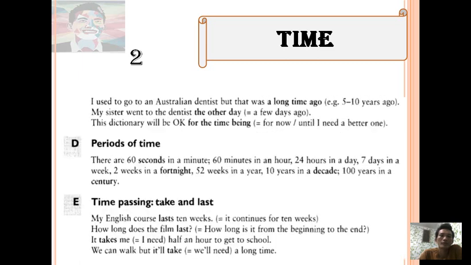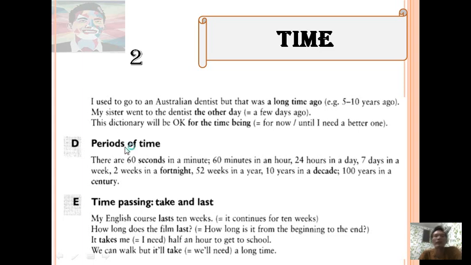Okay. I used to go to an Australian dentist, but that was a long time ago. Example, 5 to 10 years ago. Using used to means a long time ago. It is past. My sister went to the dentist the other day, meaning a few days ago. This dictionary will be okay for the time being, for now or until I need a better one.